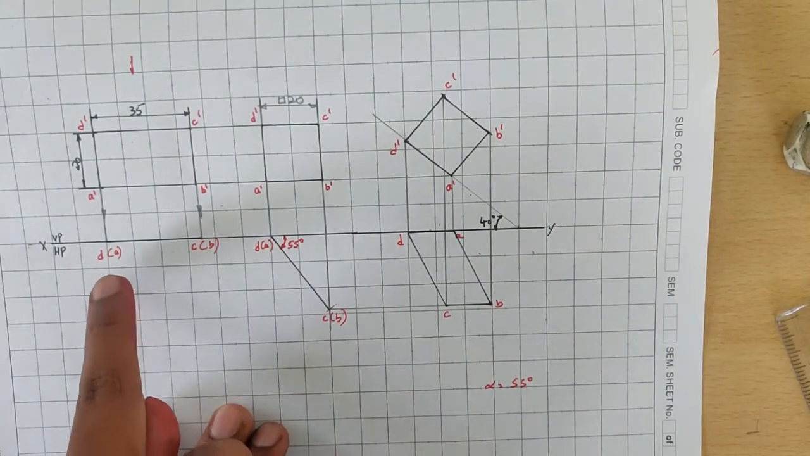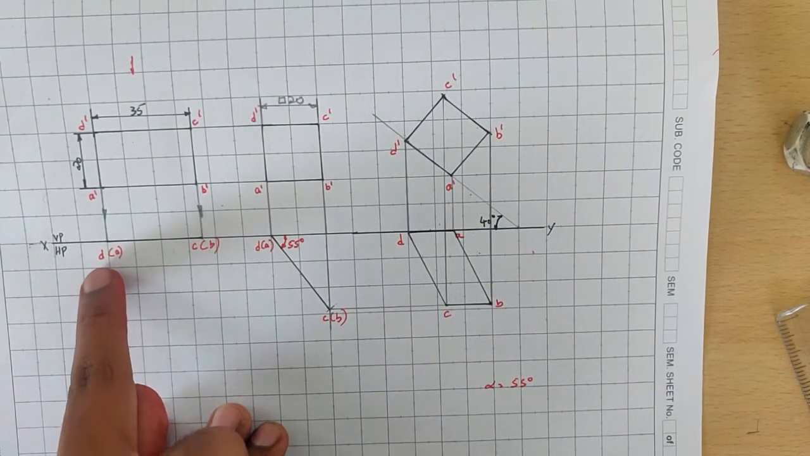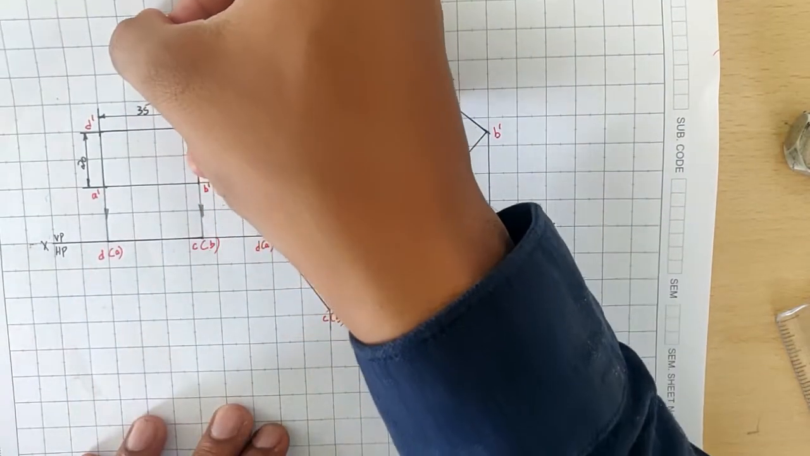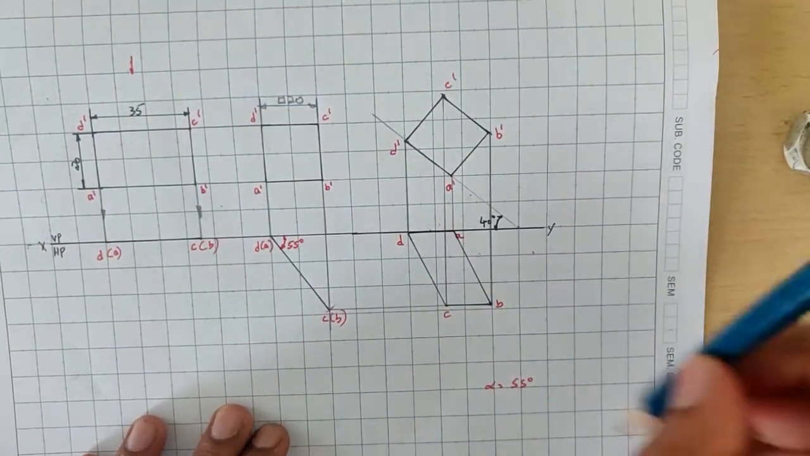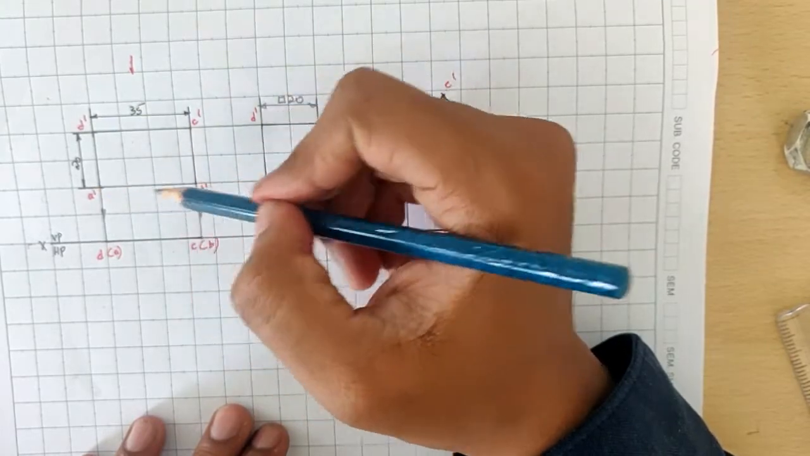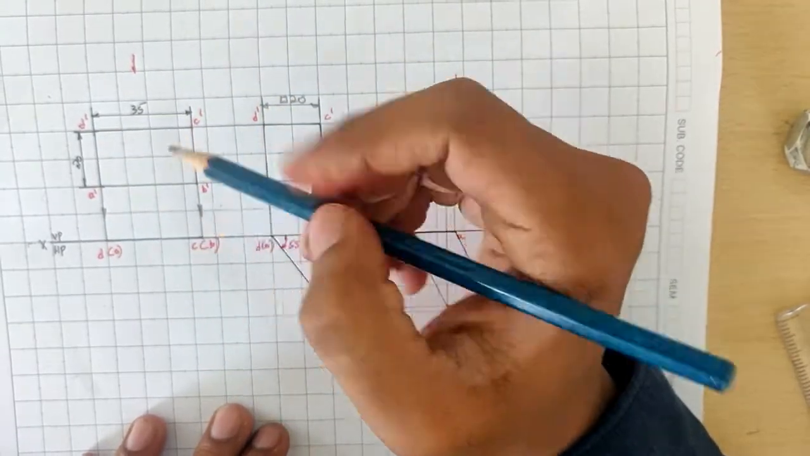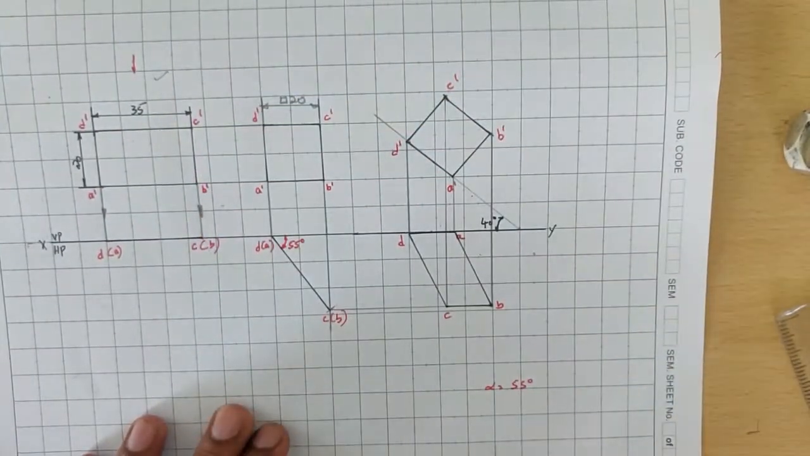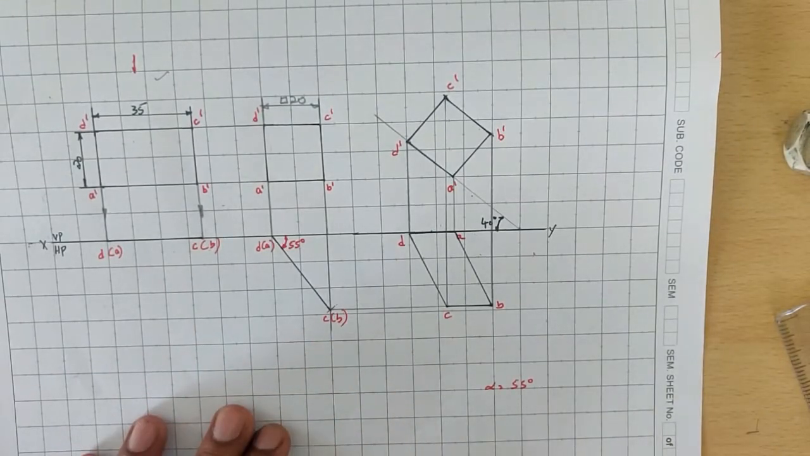Right, so now here again, how to obtain the top view? When I look in this direction, these 2 points are visible, these 2 are invisible. So D, A. I hope it is clear for everyone with this concept. This is very simple basics what we have learnt.